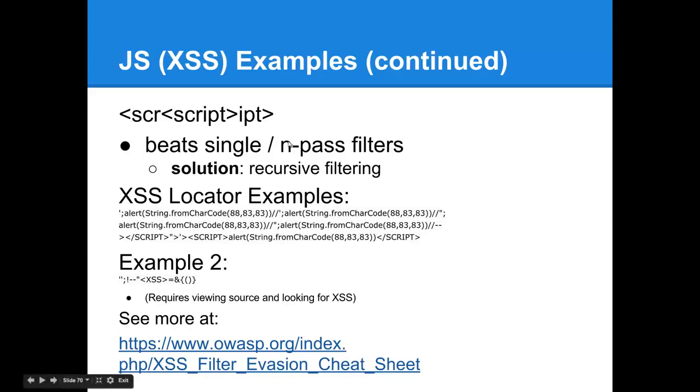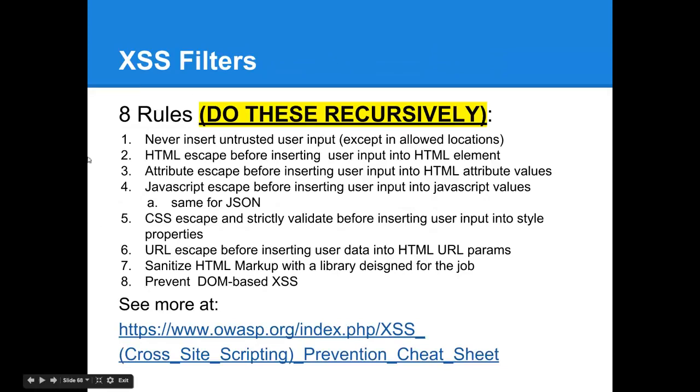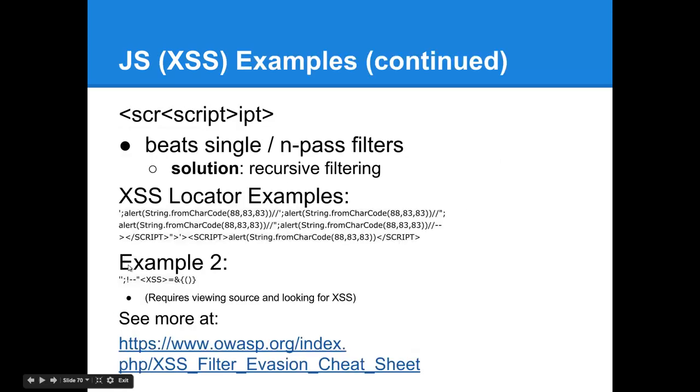Now, you can do all of these recursively, and this will beat single pass filters or n pass filters, depending on how large n is. And so the solution defensively is to do all of these recursively. First, at the processing of user input, do it recursively, and then do it recursively before calculating and composing the HTML response. That is essentially the proper way to do this, which is something that is never taught to developers, at least in school that I've seen.